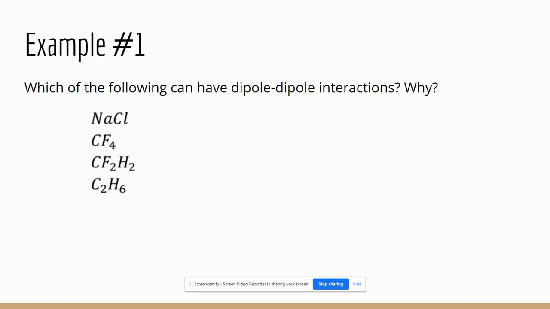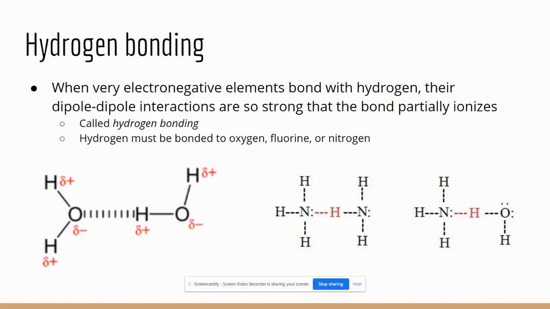B, that actually cannot. Even though the C-F bond is polar, CF4 is a completely symmetric molecule, so the molecule is nonpolar. CF2H2 has an asymmetric placement of polar bonds. That's also tetrahedral, but two of those are the nonpolar bonds. And then C2H6, this cannot. The C-H bond is considered to be totally nonpolar, so that cannot have a dipole-dipole interaction.